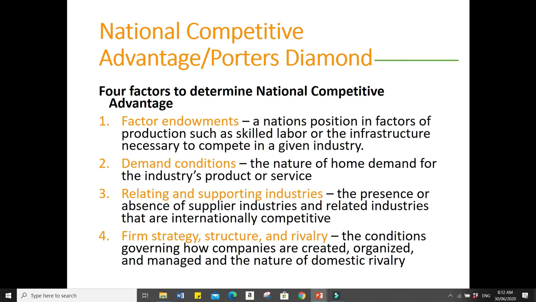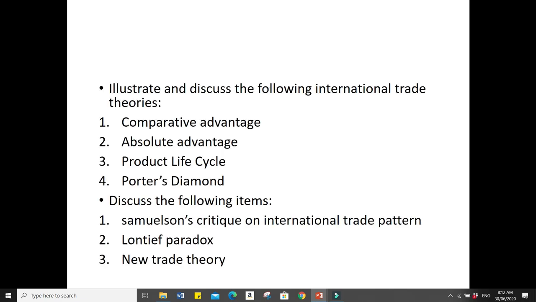So we'll end it here for now. In the meantime, please do your homework. You can work in groups of 5 members. In your group, please try to illustrate and discuss the following international trade theories: comparative advantage, absolute advantage, product life cycle, and Porter's diamond. Moreover, kindly discuss Samuelson's critique on international trade patterns, the Leontief paradox, and the new trade theory.